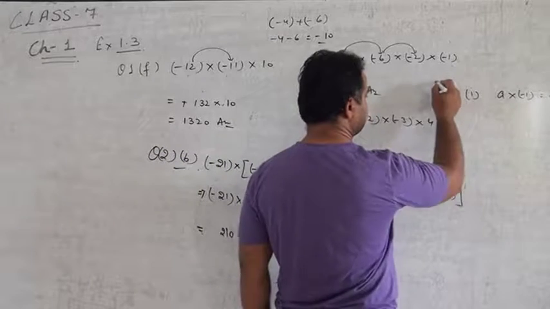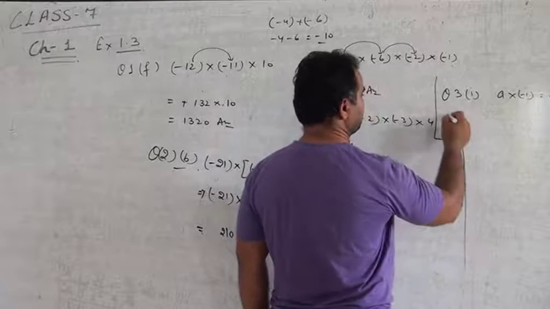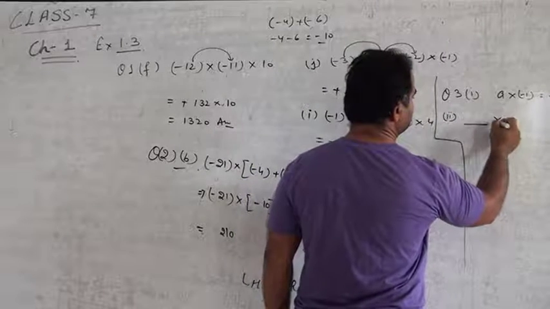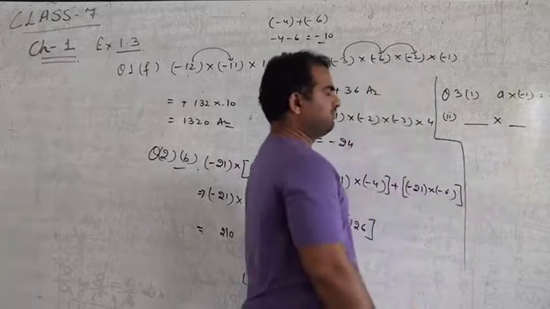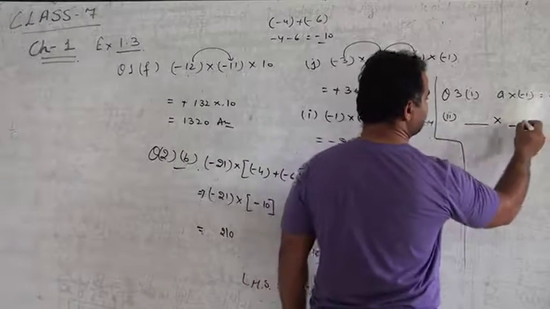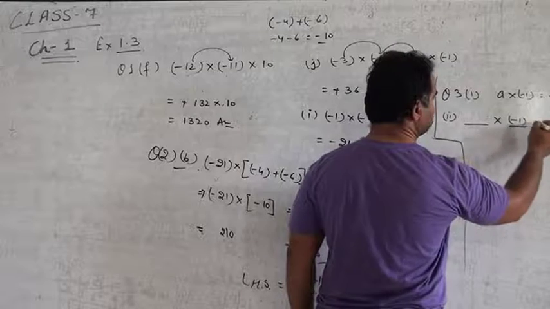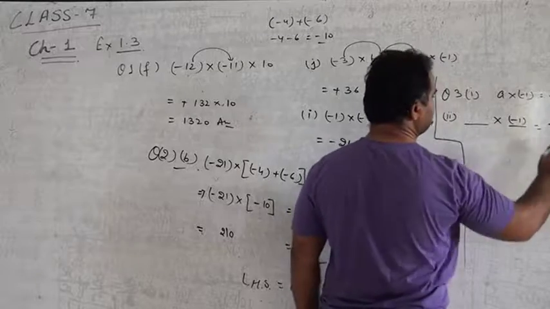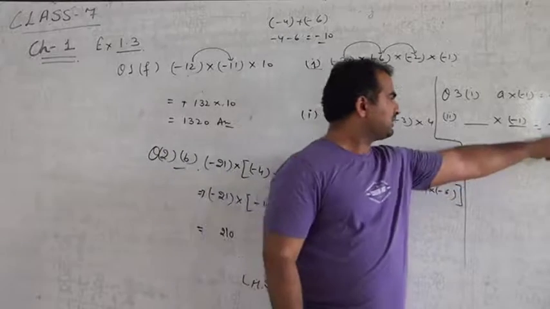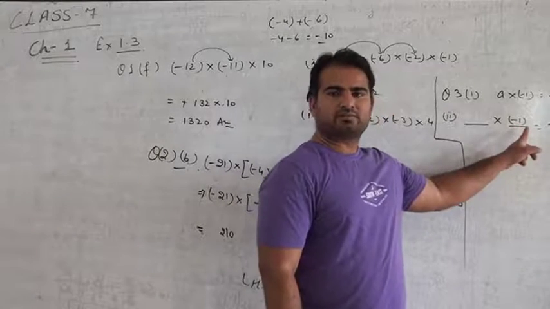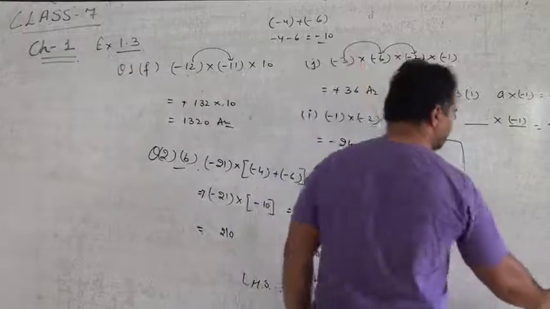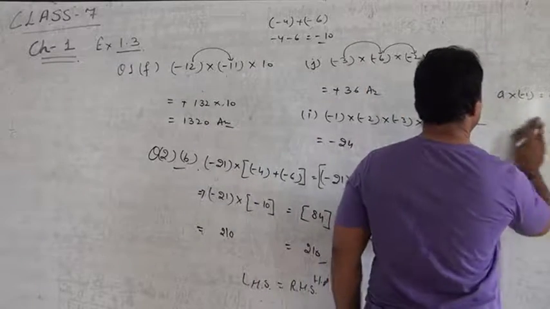Question number second. Determine the integer whose product with minus 1 is minus 22. We have to find this integer whose multiplication with minus 1 gives minus 22. Done? Okay, the answer is minus 22 and we have a sign there. We have a positive sign there. So I am rubbing it and writing it down there.